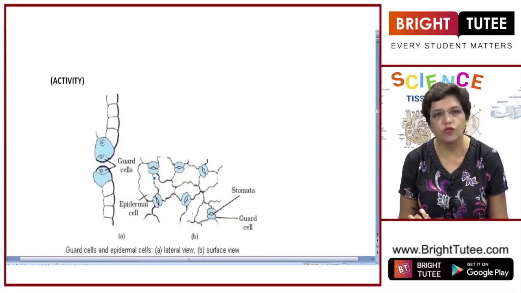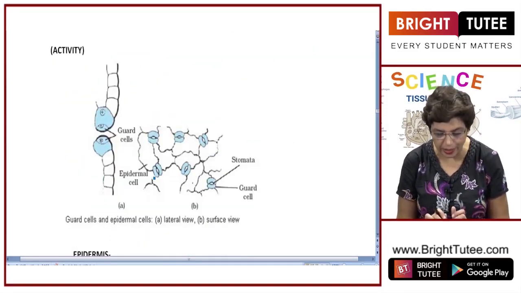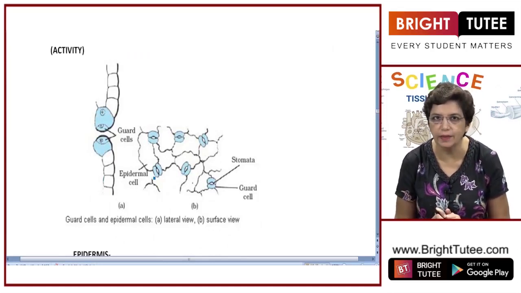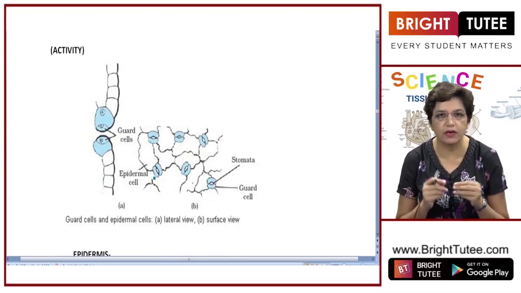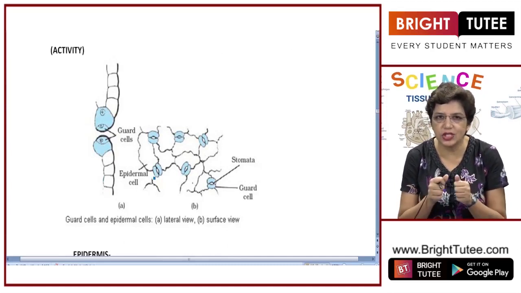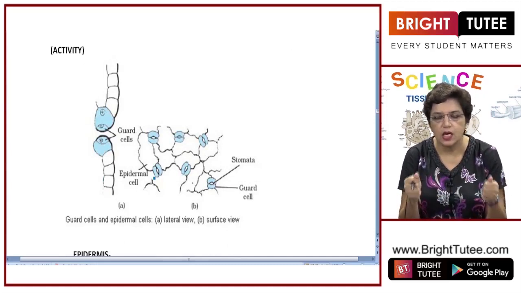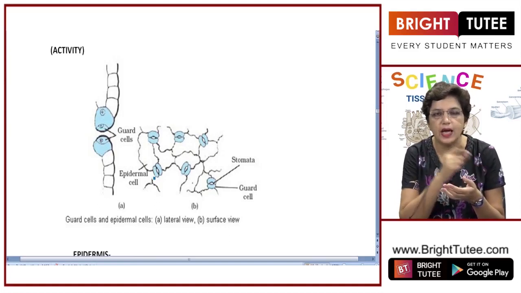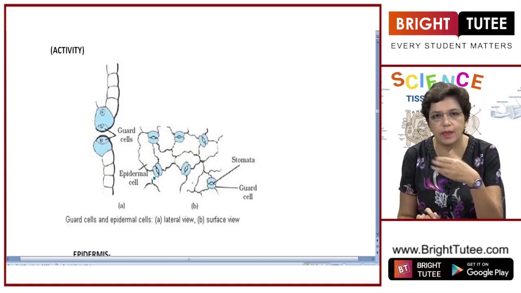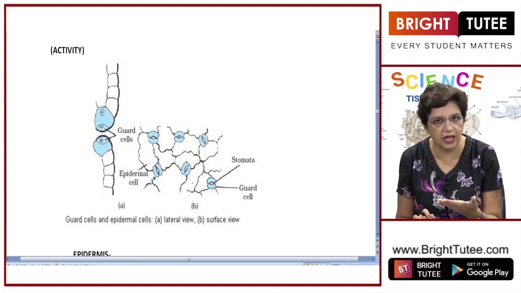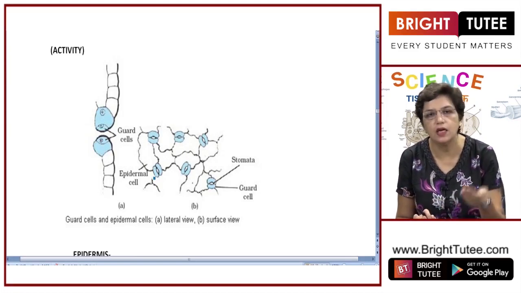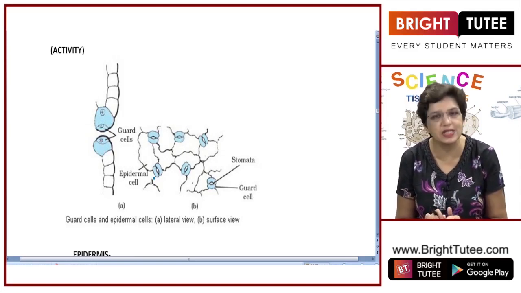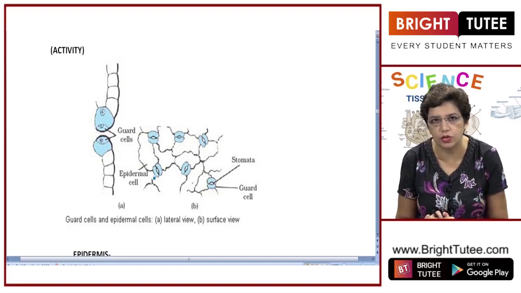Let's move on to the next topic. You can perform this activity in your lab. For this you have to take a Rhoeo leaf, stretch it and try to break it. What will happen? The upper layer will separate out. Just peel the upper layer and keep the remaining part on a slide, stain it with safranin or any other stain, put a cover slip over it and observe under the microscope.